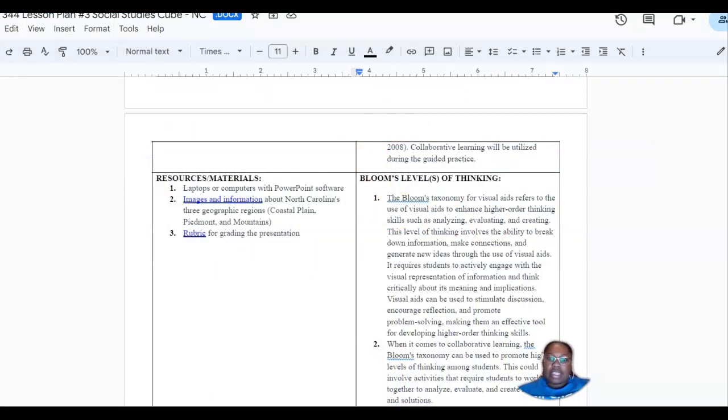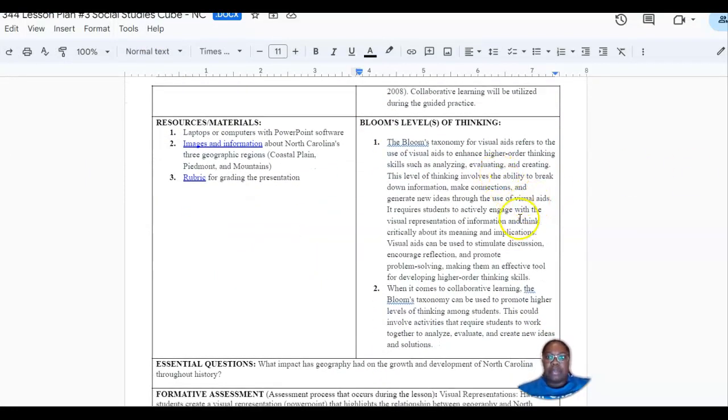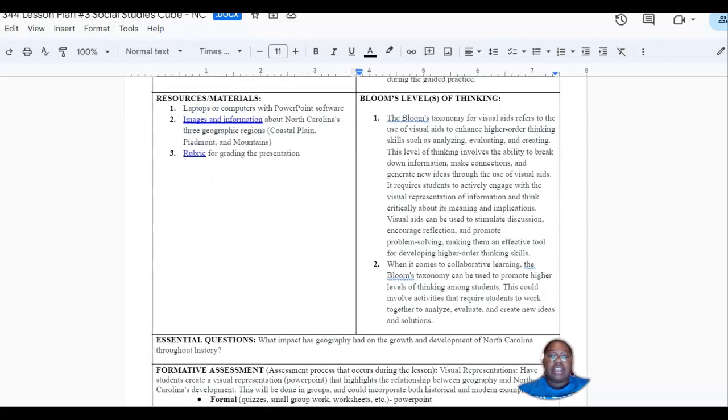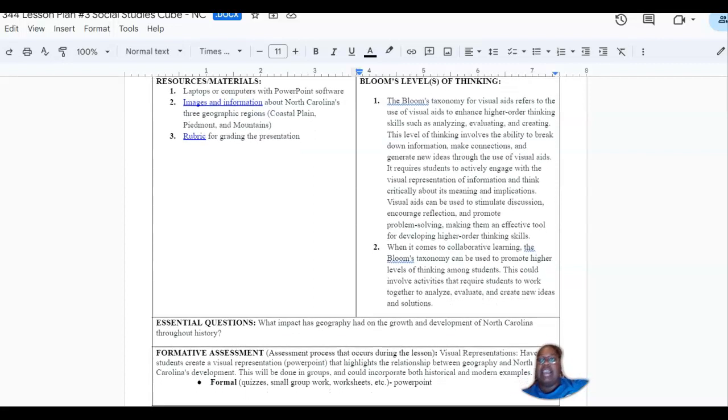All right, next, the Bloom's level of thinking. So for the Bloom's level of thinking, the visual aids are used to enhance higher order thinking skills such as analyzing, evaluating, and creating. So this level of thinking involves the ability to break down information, make connections, and generate new ideas. Students are actively engaged with visual representation of information, and they are to think critically about its meanings and implications.